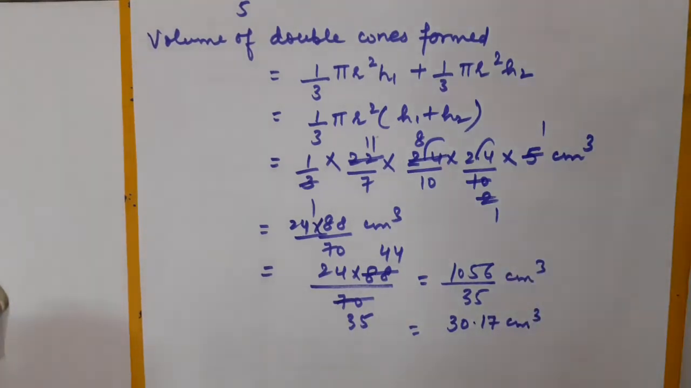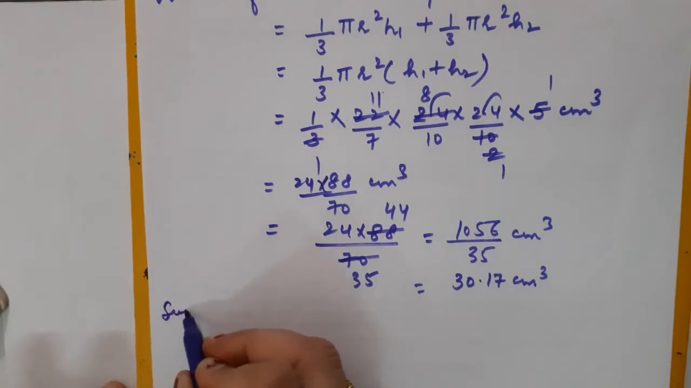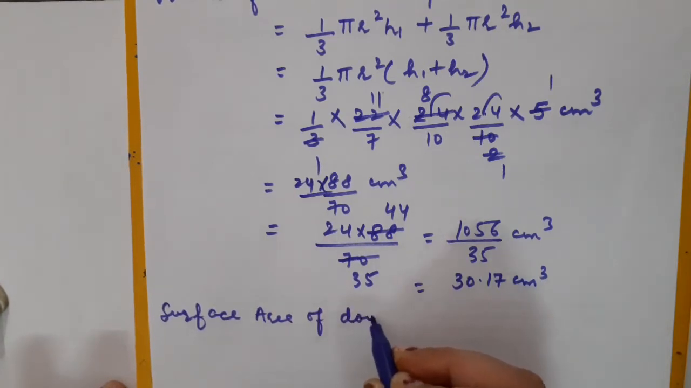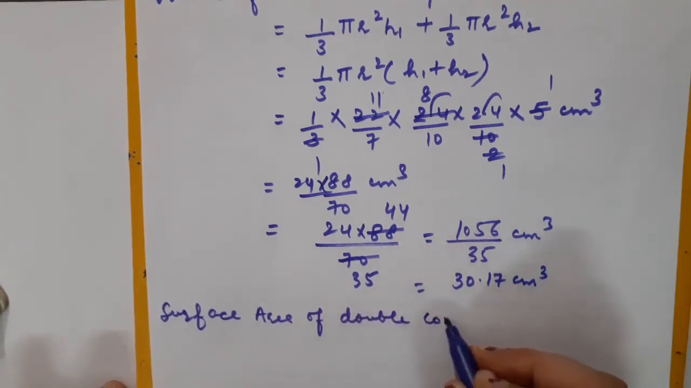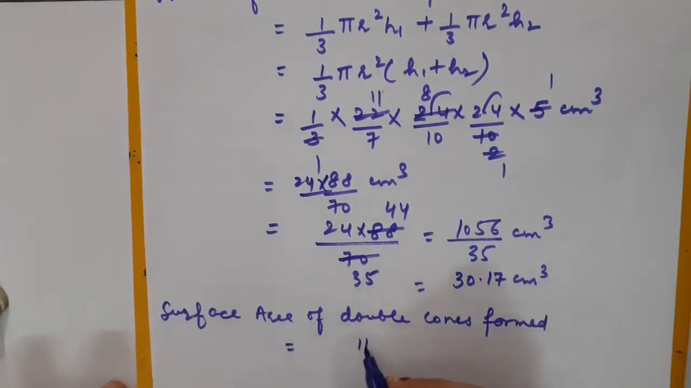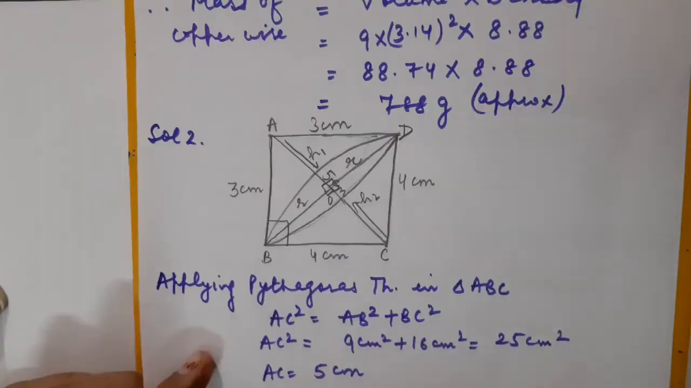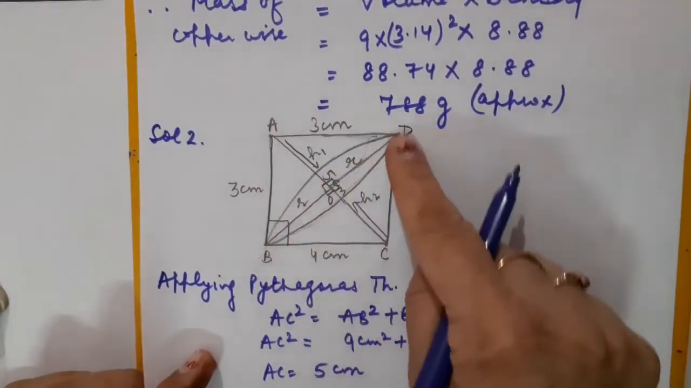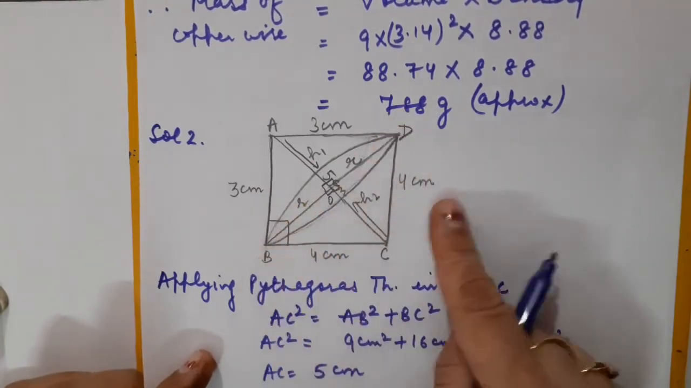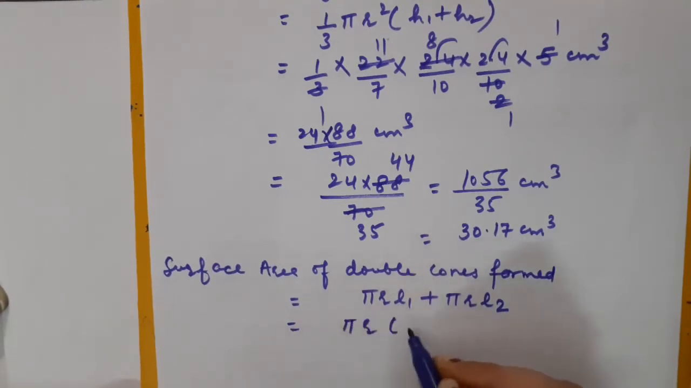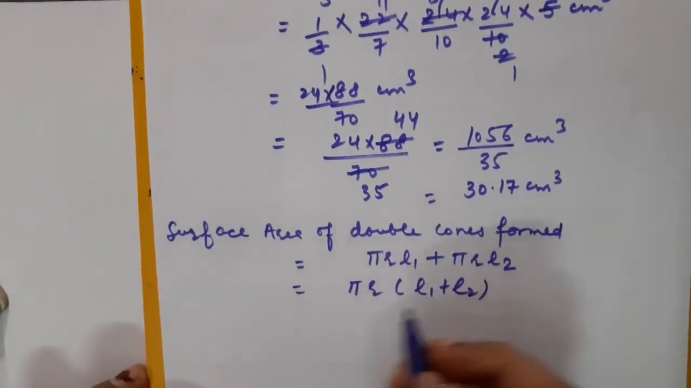Correct? Now children, let us start calculating the surface area of the double or two cones formed. The formula you know, that is pi r L1 plus pi r L2. Children, for this upper cone, you can see that 3 centimeter is the slant height, and for this lower cone 4 centimeter is the slant height. So we can take pi r as common. L1 plus L2 will be left inside the bracket.